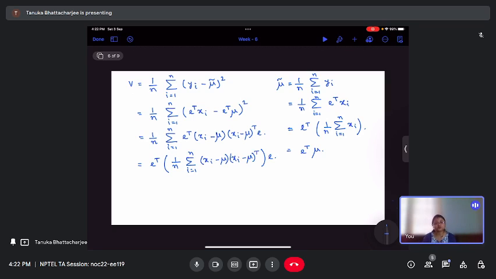Now if you look at it carefully, the term within the bracket, that is the summation term along with the scaling factor 1 by n, is basically the covariance of the original data xi. That is the expression 1 by n summation i equals 1 to n xi minus mu into xi minus mu transpose, which is the covariance matrix of the original data points xi. So if I denote that as sigma, then this variance becomes E transpose sigma E. This is the variance of the projected data along the projection direction E.